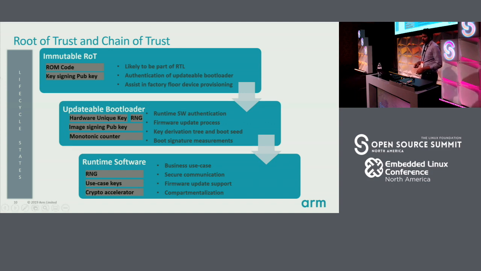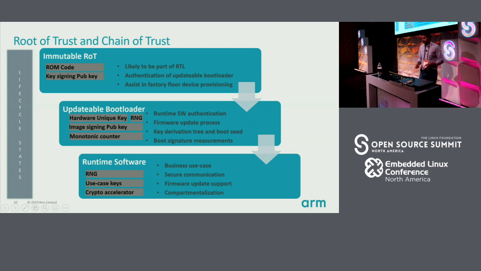You will have a ROM code, which is your starting point in the system. ROM code is something that you would put as part of the RTL itself. So when the device comes out of the fab, it will have the ROM code. It will have some RTL key as well, which is known only to the silicon vendor. And that RTL key forms the basis of the rest of your provisioning security.